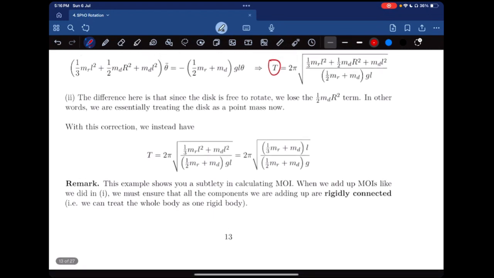So the remark here shows what's happening. When you add up MOIs, ensure that all the components we're adding up are rigidly connected, meaning that you can treat the whole body as one rigid body, which is why we had to throw away that term for part 2. So that's on physical pendulums and how you apply the equation.